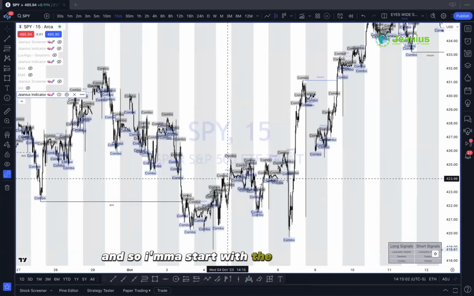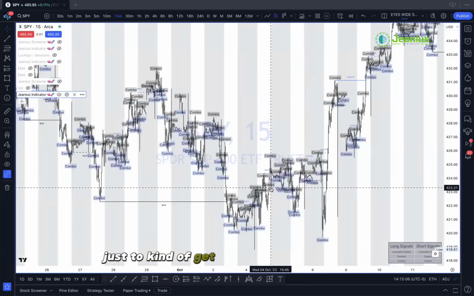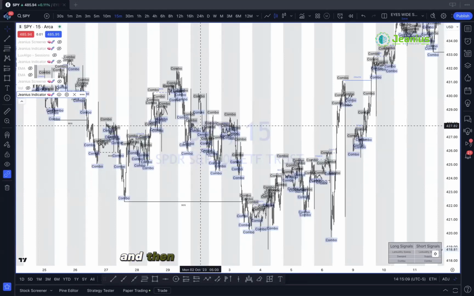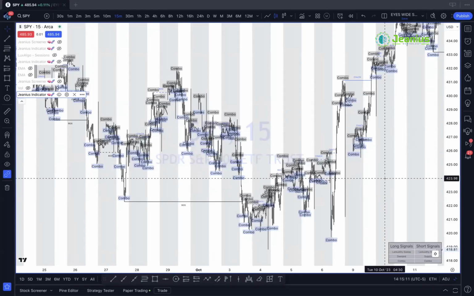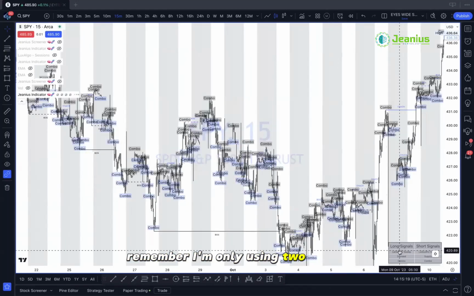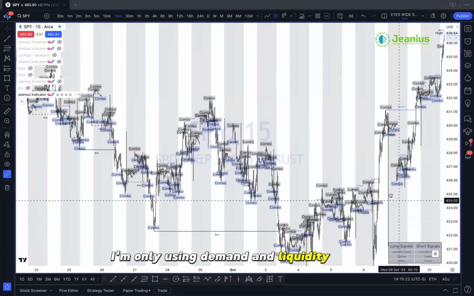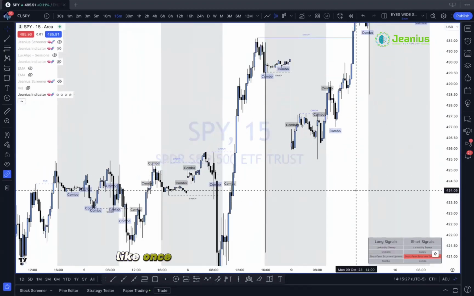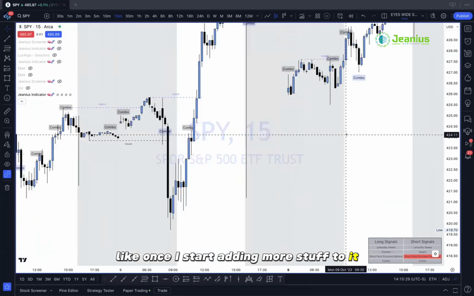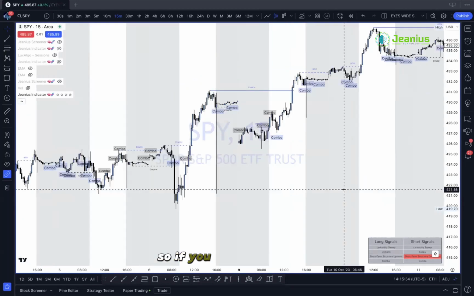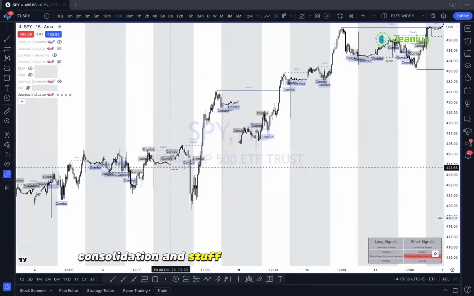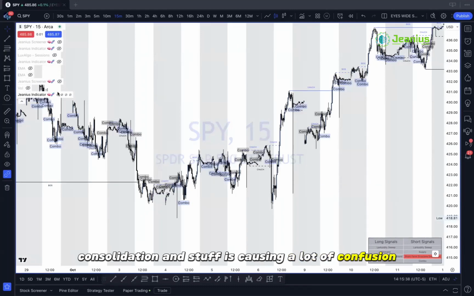And so I'm going to start with the short term first, just to get that structure alignment, and then I'll add the long term as I go. And remember, I'm only using two things. I'm only using demand and the liquidity suite. So I can only imagine what it looks like once I start adding more stuff to it. So if you notice, all of this consolidation is causing a lot of confusion, which is why you're getting a bunch of sell and buy signals here.